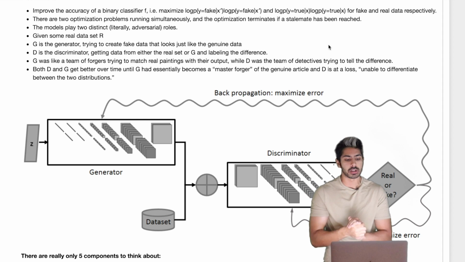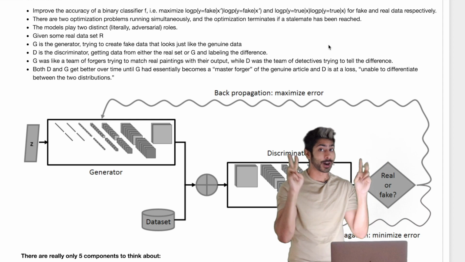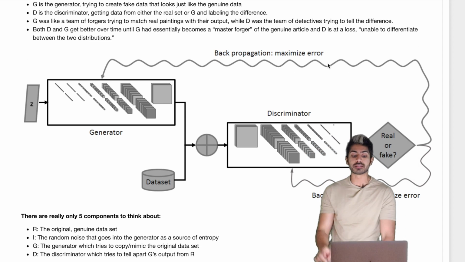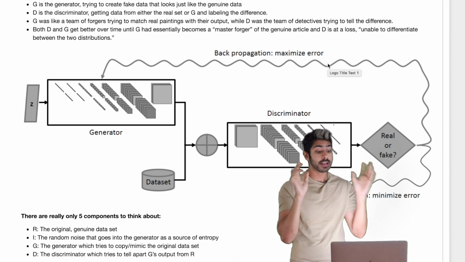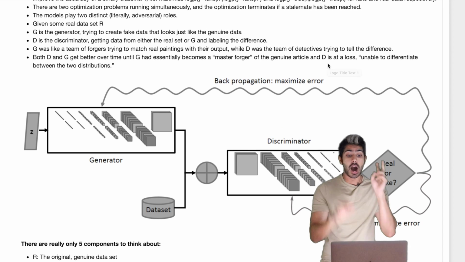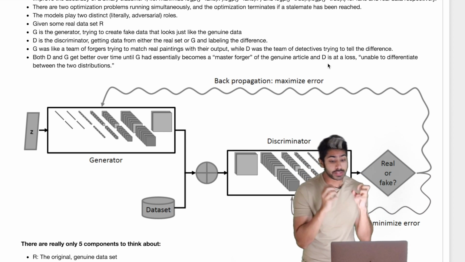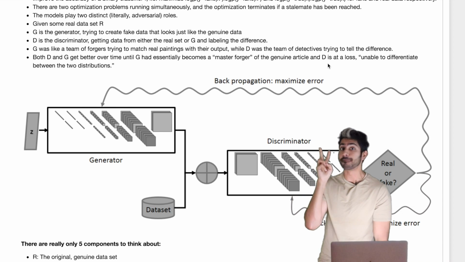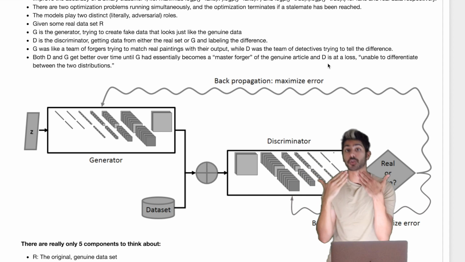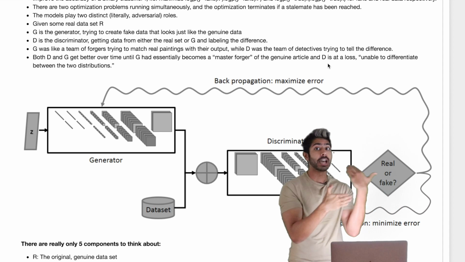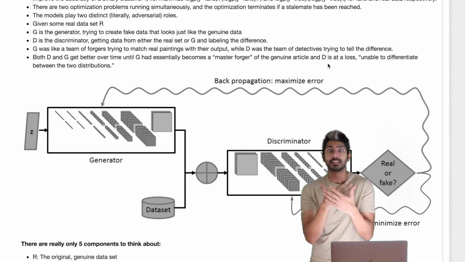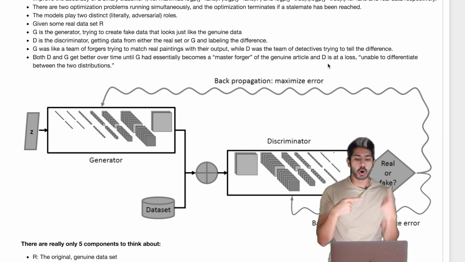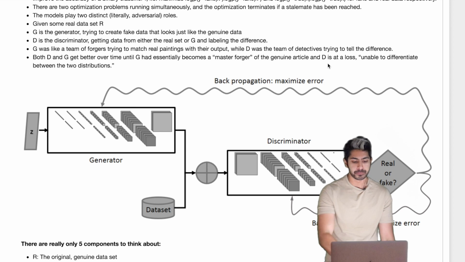We use back propagation. And notice, because we have two networks, we are going to be back propagating gradients for two different networks. So that means we have two different optimization problems running simultaneously. So the models play two distinct, literally adversarial roles because they are adversaries. One is trying to fool the other constantly, and the other is trying to not be fooled, right? And because we are using this optimization technique, they're both getting better and better over time.